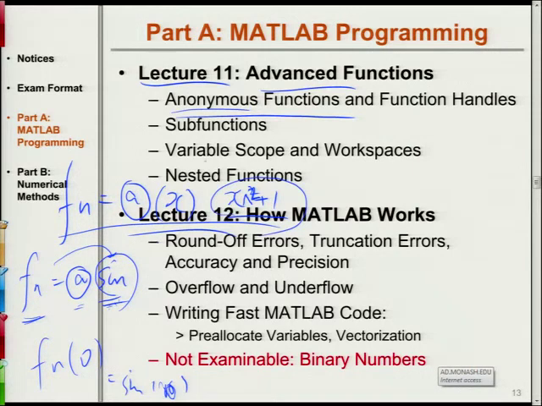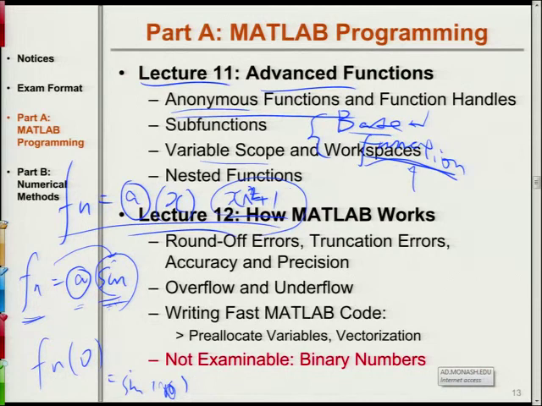And also we talk about variable scope and workspace. Basically, variable scope is divided into two workspaces. One is called the base workspace, and the second is called the function workspace. So what's the difference between them? The variables you create through a function stay in the function workspace. And in the MATLAB command window and all the M-files that you create, variables stay in the base workspace. So they seldom talk to each other.